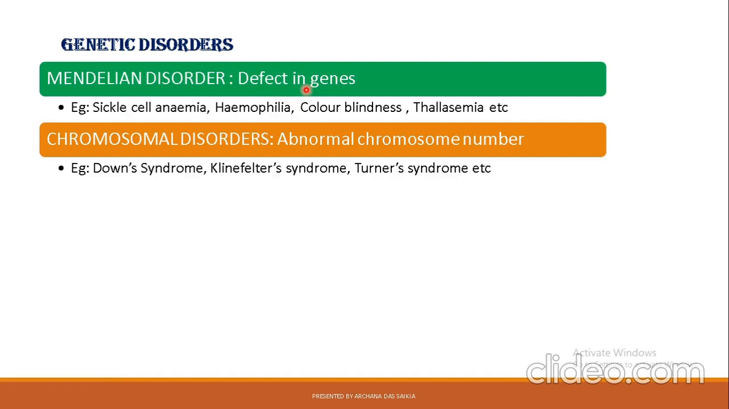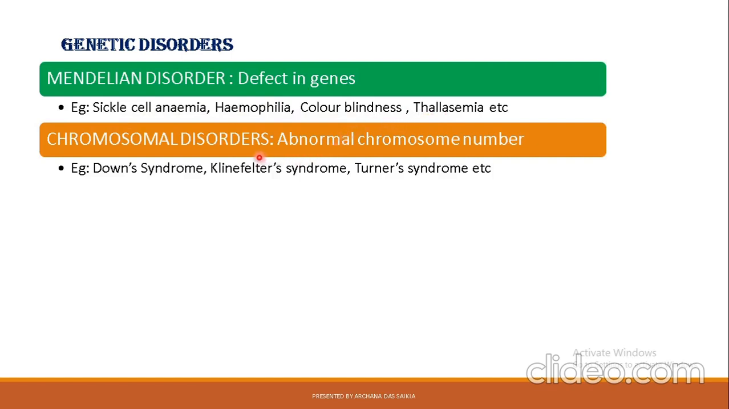the defective genes, if the genes are defective, and it runs down in families from one generation to the next generation. The defective gene can be carried through the gametes and may be expressed in the coming generations, or sometimes though present in the individual, it may not be seen if it is in the recessive form. About all those we will be learning. Now a few examples of Mendelian disorder: sickle cell anemia, hemophilia, color blindness, thalassemia. Many more are there, but we will focus mainly on these types.